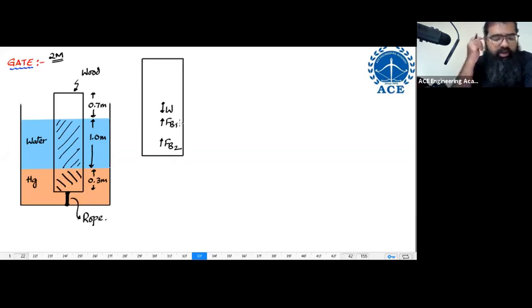Now, at this point, let me tell you, I have seen many people who have doubts regarding this: why are we having FB1 over here when water is present? Why do we have FB1 over here? Because you see, water is on the side. I accept it, water is on the side. There is no water below so as to create some upward thrust, so as to create some FB on this particular wooden block. But the logic is water is applying.